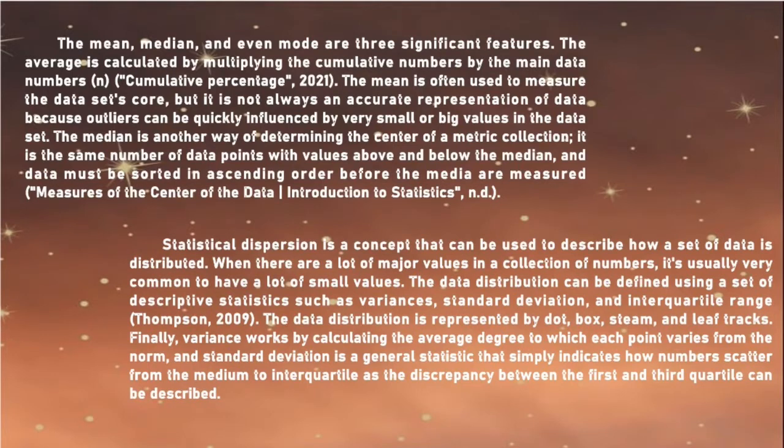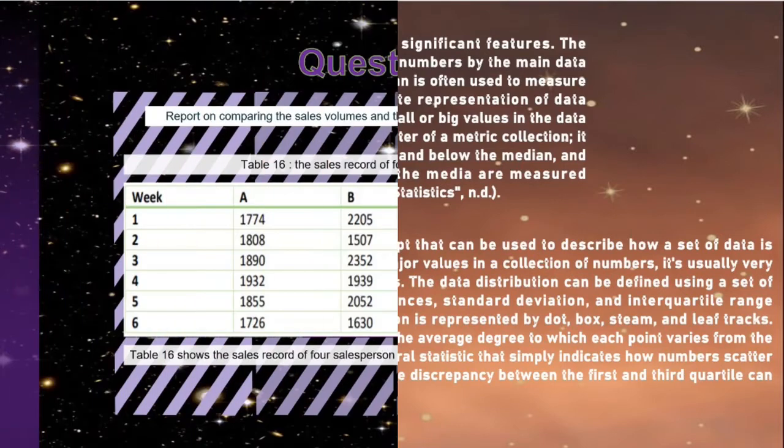ascending order. Statistical dispersion is a concept that can be used to describe how a set of data is distributed. The data distribution can be defined using a set of descriptive statistics such as variance, standard deviation, and interquartile range. The data distribution is represented by dot plots, box plots, and stem and leaf plots.